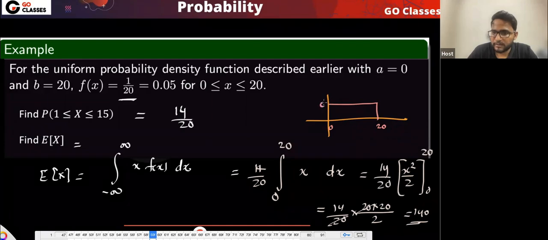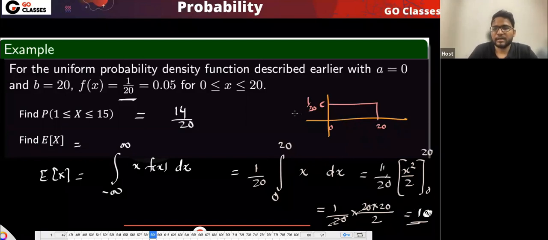This is C. And C is given to be 1 upon 20. Sorry, this is 1 upon 20, this is not 14 upon 20. This f(x) is 1, so this is 1, this is 1. And finally, we have this 20 get cancelled out. We have just 10. Right? Yeah, 1 upon 20 is given. So we have 10 as the answer.